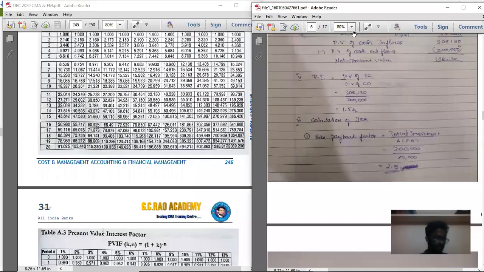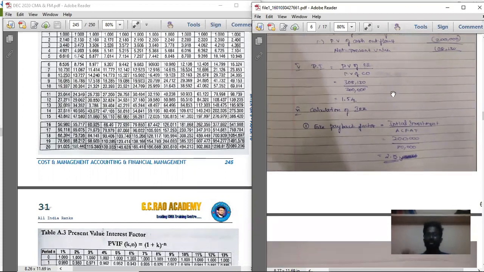Now we have finished this problem number 13. Yeah, problem number 13. So we are doing this IRR. Yeah, IRR. See, 4 points you should remember. First, you should calculate what is payback factor. That is calculated by initial investment divided by average CFAT. You will get what is payback factor.